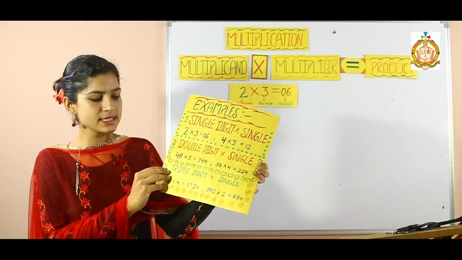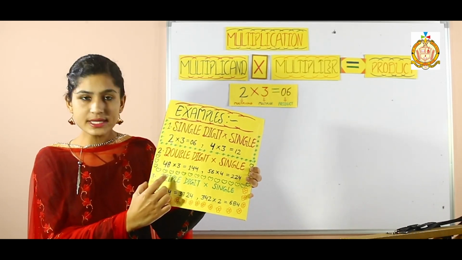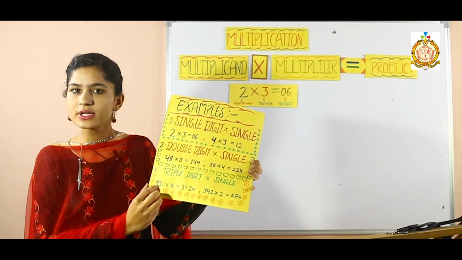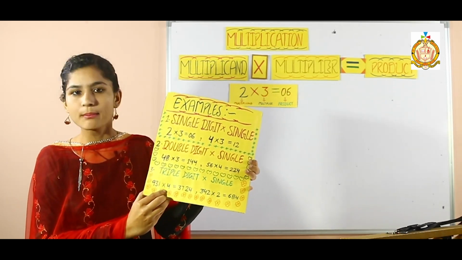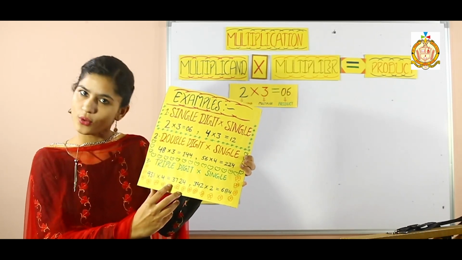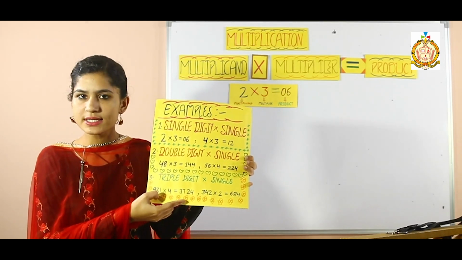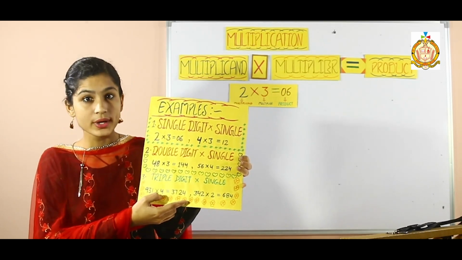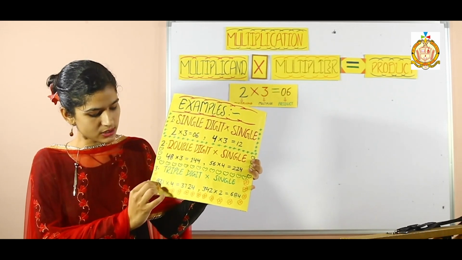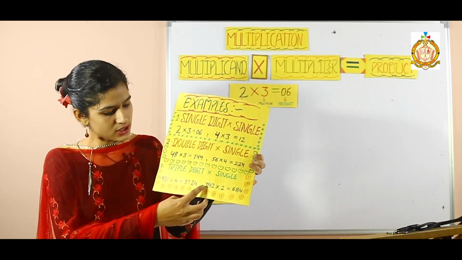Now the third category is triple digit into single digit. Here your multiplicand has a 3 digit number and the multiplier has a 1 digit number. So your answer will be a 4 digit number. I already told you, if the multiplicand has 3 digits, your product will have 4 digits. One more digit will be in the answer. Okay, 931 into 4, your answer is 3724.